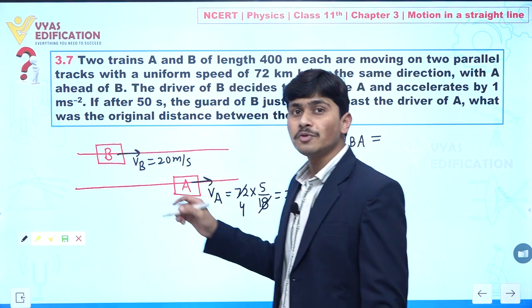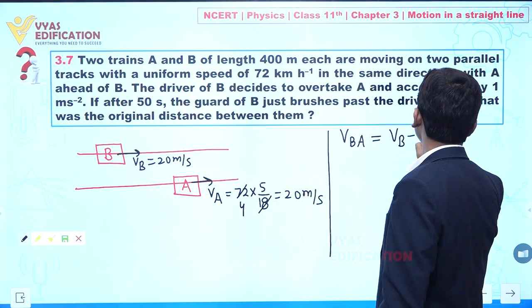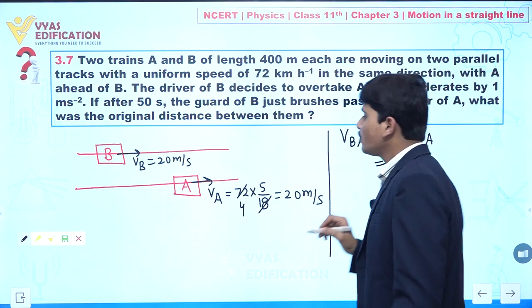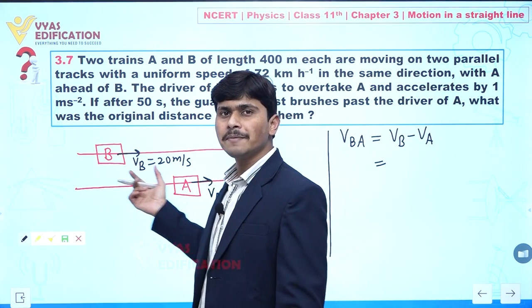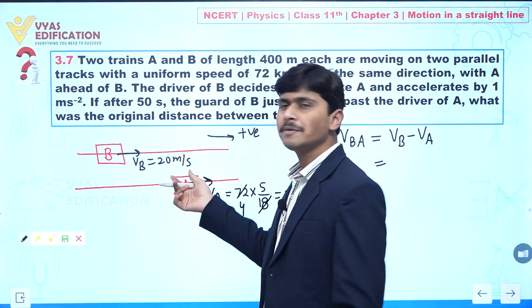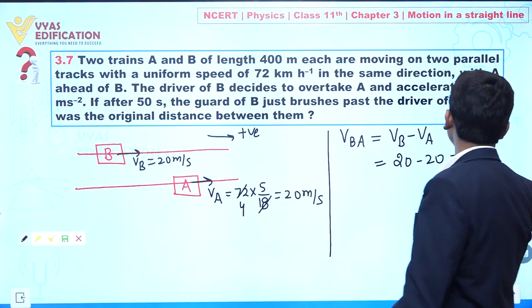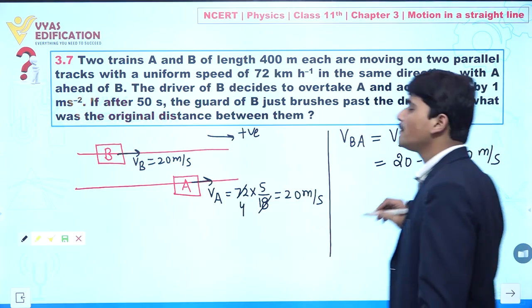Clear? Because both are moving in the same direction, we can write this as Vb minus Va. Yes or no? Now both are going in the same direction and both have the same speed, so we can write 20 minus 20. So the relative velocity is 0 meter per second.